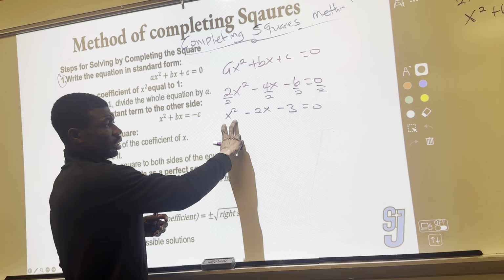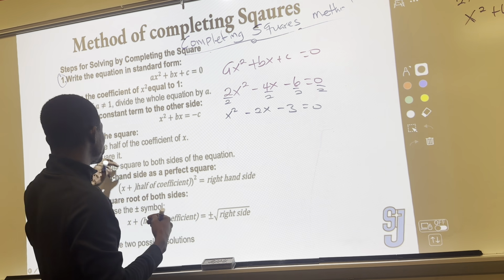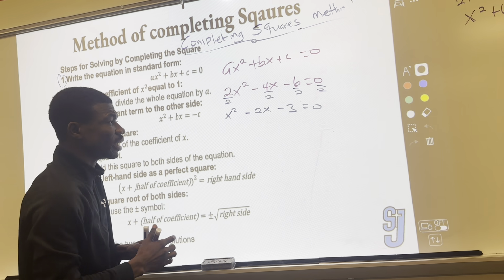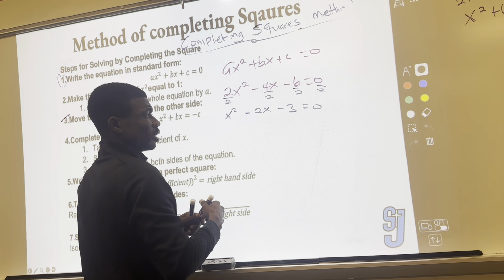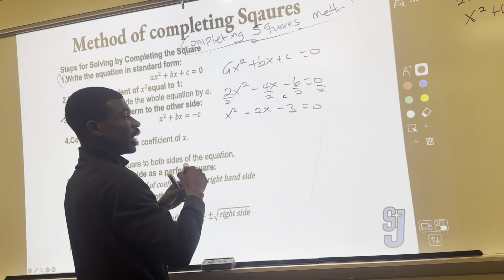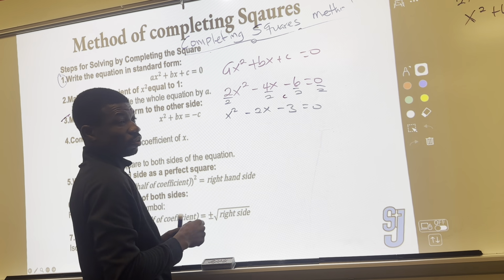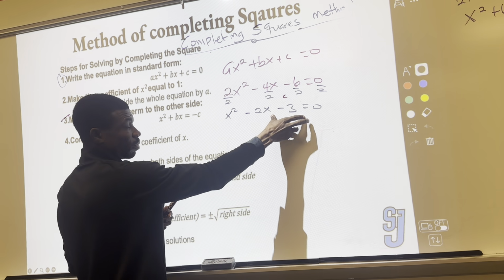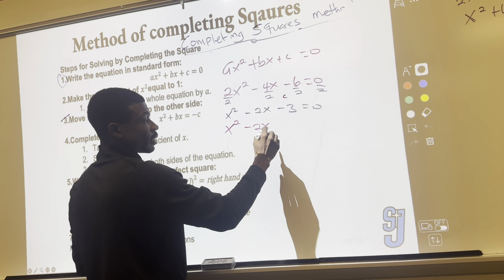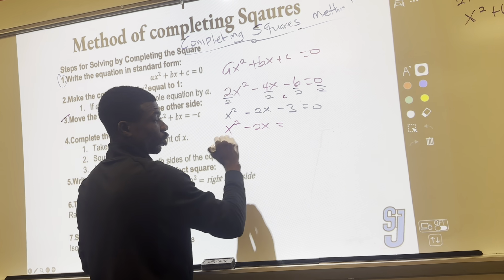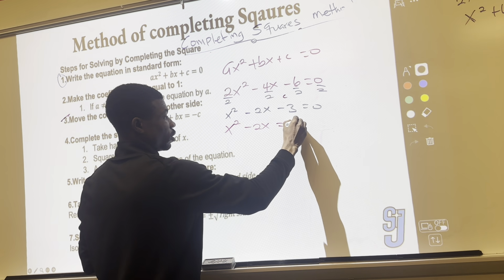Now, the next step, which is eventually the third step, says to move the constant, which is always c, to the other side of the equation. So we call it manipulation. So we're just manipulating this. So it's x squared minus 2x equals 3.